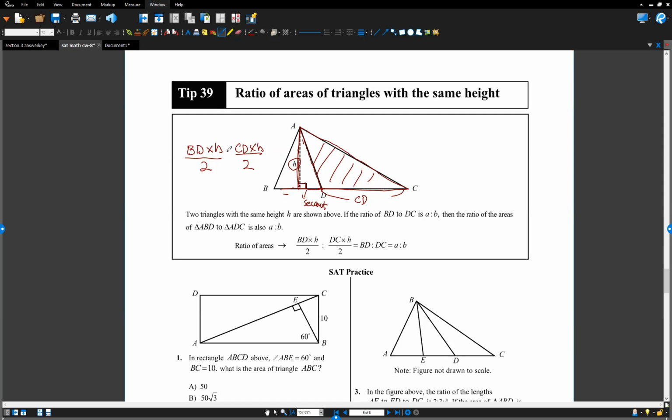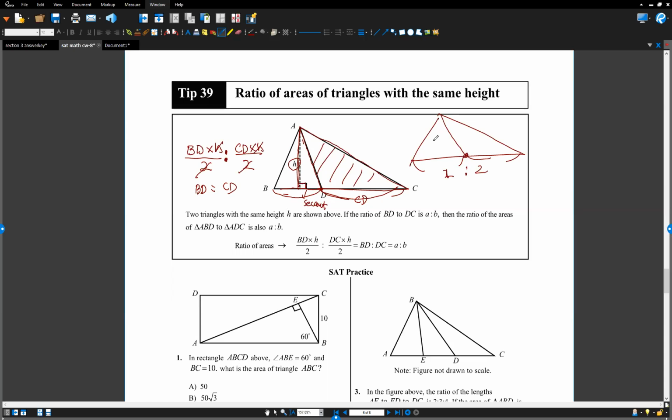Well, when you find the ratio, you're going to find a very interesting result because the 2 cancels out, and the H cancels out. The ratio of the areas will be equal to the ratio of BD to CD. The ratio of these two lengths, BD over CD, is the same as the ratio of their areas. For example, if this base is 2 and this base is 2, the same base.